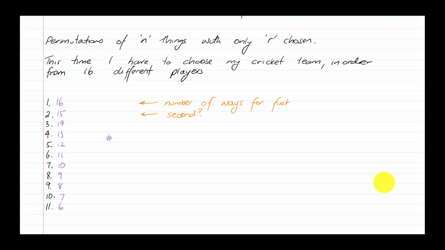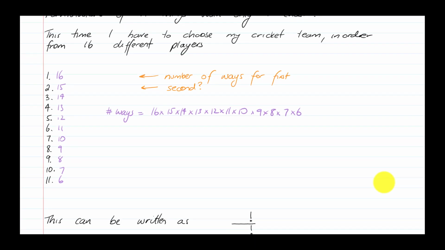So the number of ways of choosing this team, which is going to be even bigger, is equal to 16 times 15 times 14 times 13 times 12 times 11 times 10 times 9 times 8 times 7 times 6, down to 6. And you might be wondering why I didn't use my famous factorial here. Well, it's because I really wanted to show something, and that is that this could also be written as 16 factorial over 5 times 4 times 3 times 2 times 1.